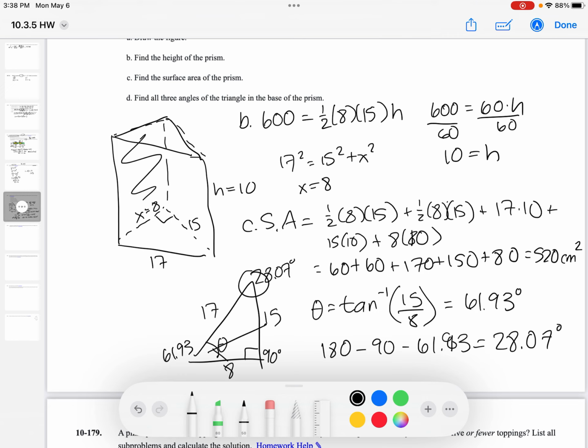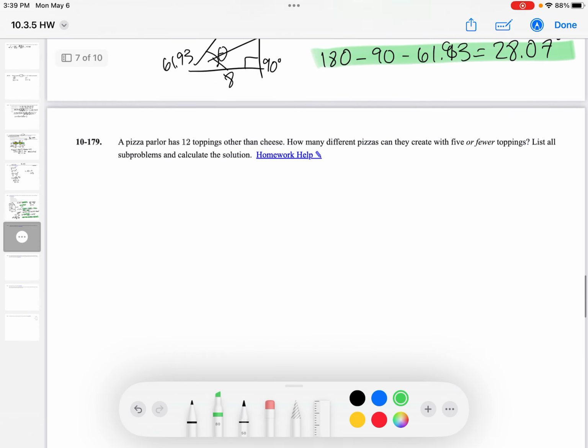Okay, there's a lot to calculate there. We used the Pythagorean theorem. We used the area of a triangle. We used the volume of a prism was that area times height. We found the surface area by adding together the areas of triangles and the areas of rectangles. We used an inverse trig ratio to find an angle. We used the triangle sum theorem to find the third angle. I hope you guys are realizing how much geometry you have learned in the course of this year.